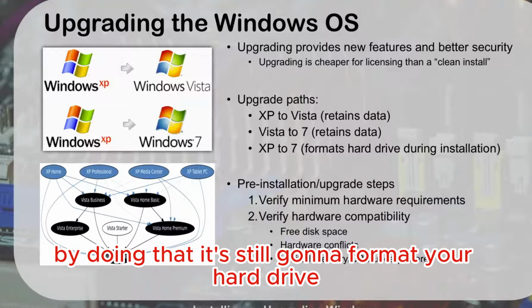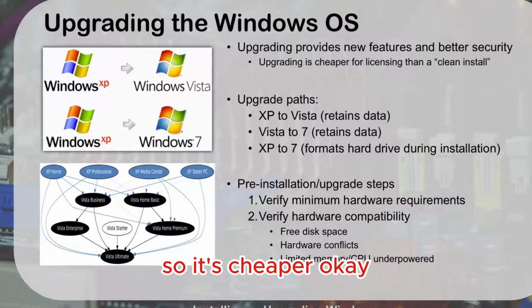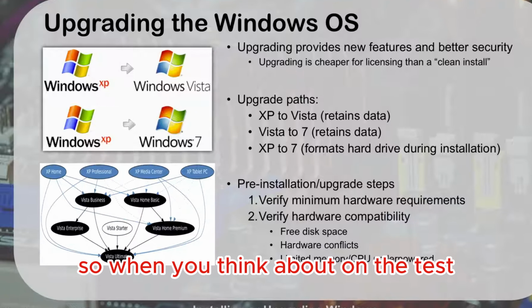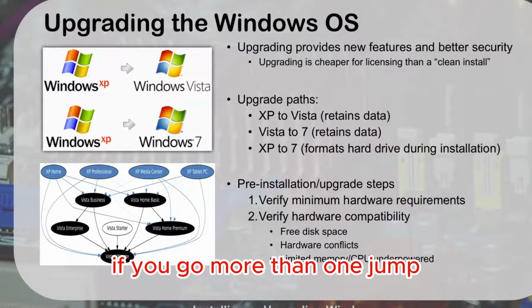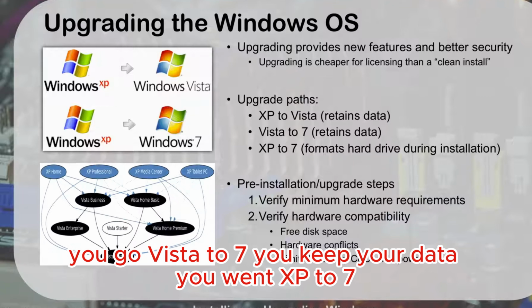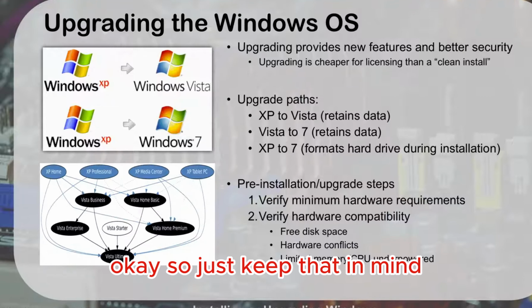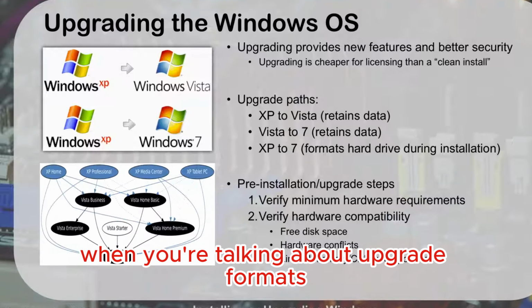Okay? By doing that, it's still going to format your hard drive like a clean install. The only difference is it's going to give you upgrade price. So it's cheaper. Okay? So when you think about it on the test, if you go more than one jump, if you go XP to Vista, you keep your data. You go Vista to 7, you keep your data. If you went XP to 7, you jumped over Vista, it had to erase your hard drive. Okay? So just keep that in mind when you're talking about upgrade formats.